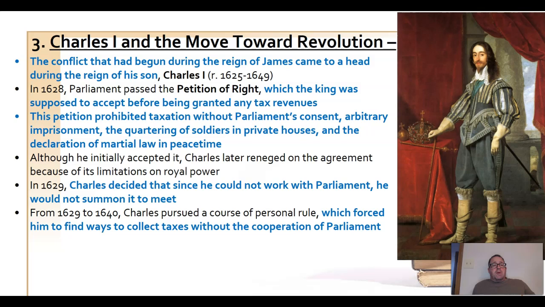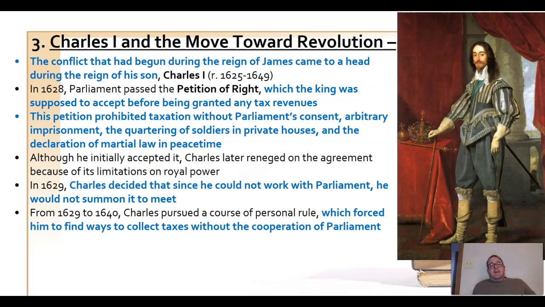He is, for the most part, able to avoid any major conflicts, but the same cannot be said for his son, who succeeds his father in 1625, and that, of course, is Charles I.